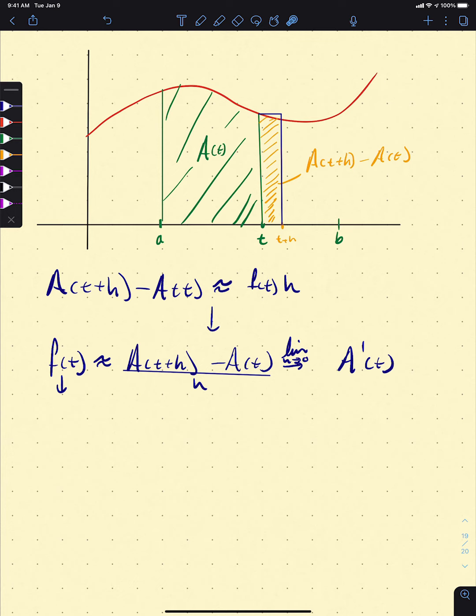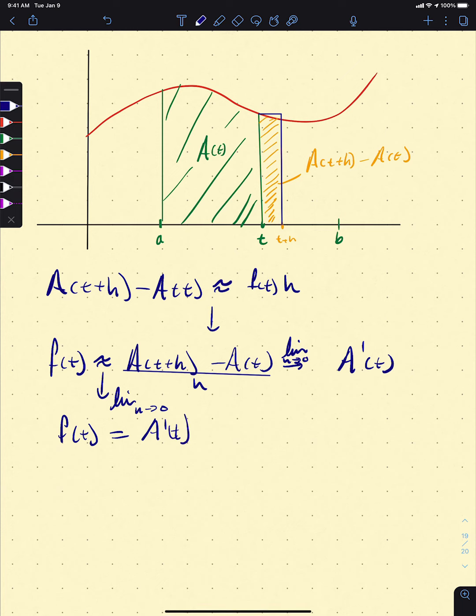And so, I guess we'll draw this under here. When I take my limit as h goes to 0, we get f of t, because there's no h's on this side, so f of t just sort of pulls through. But we do now get equality: f of t equals A prime of t.